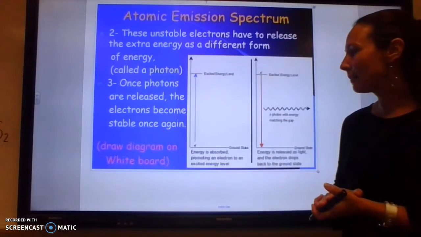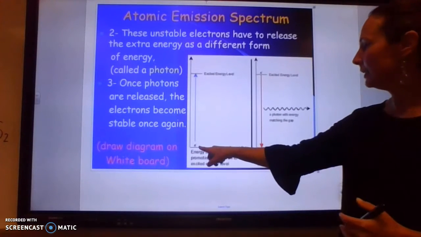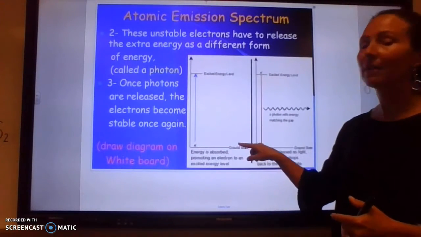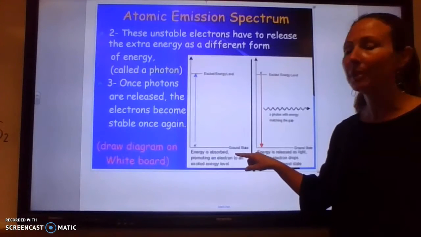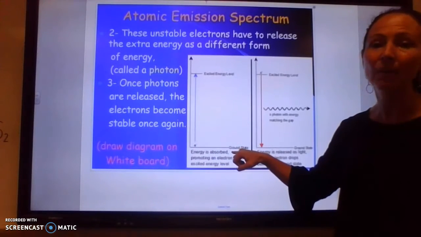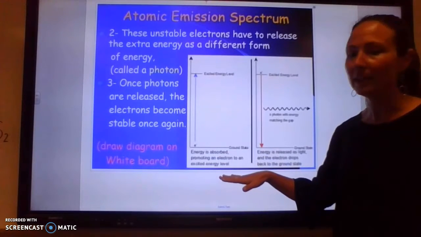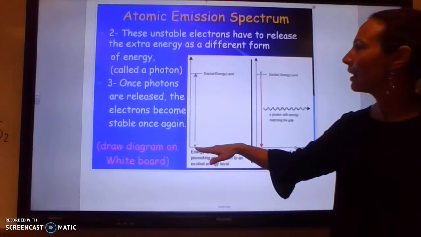So to recap that, we have an electron, okay, down here. This is called ground state. There's another diagram you can copy in just a minute. So here's an electron down here. It's at the ground state. Ground state is going to be the most stable state. So electron is at ground state.